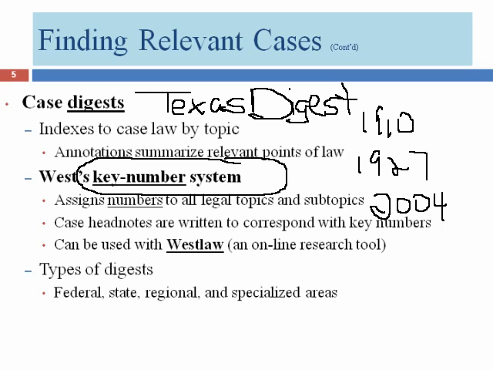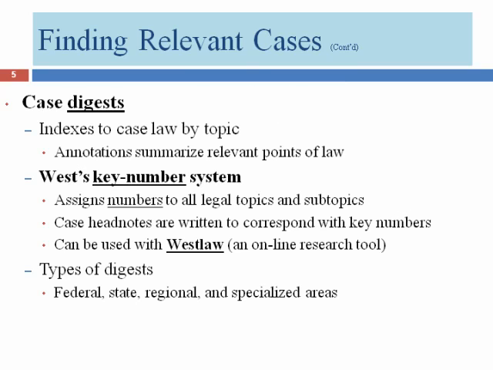Now, it'll point you to the cases, and it'll even point you to the section of the opinions that talk about it. But you actually have to be the one who reads it and decides what it means and how to apply that to your particular research. So it points you in the right direction, but it doesn't really give you the answer. And as I say, the digest is very much tied to the key numbering system and assigns numbers to all legal topics and subtopics.